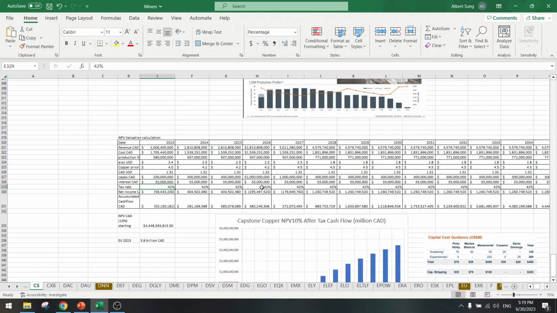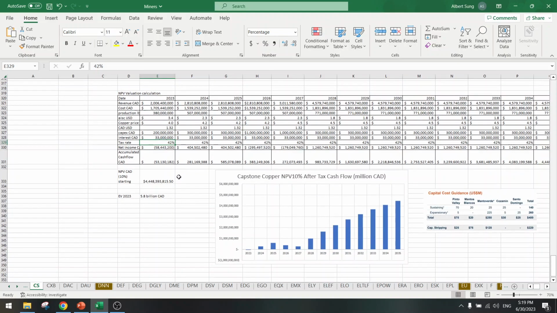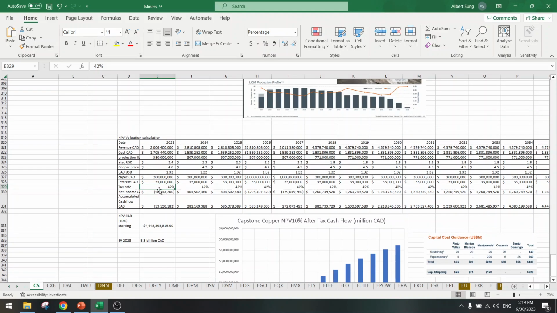Add the tax rate here because we need to pay taxes. I think it's around 40% in Chile. And then we can calculate the net income. So net income is just revenue minus costs times 1 minus the tax rate, and then minus capex and interest. Very easy.